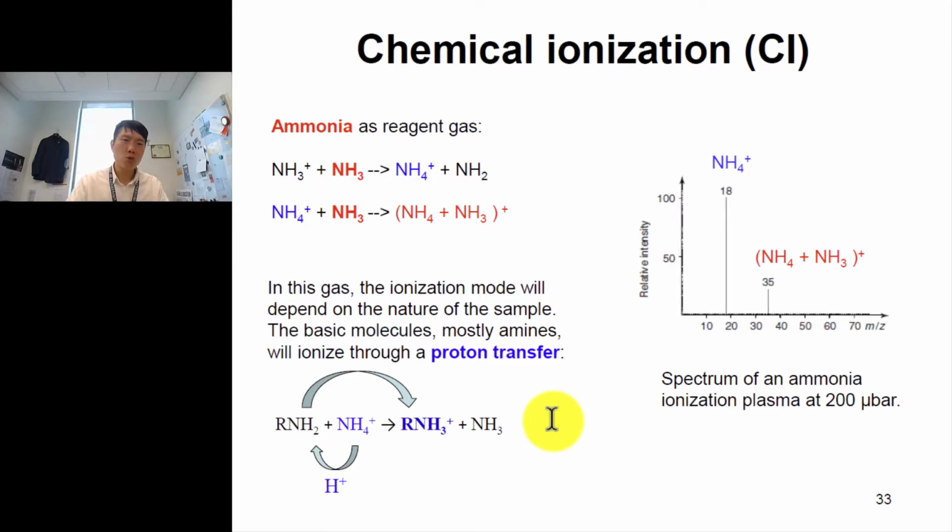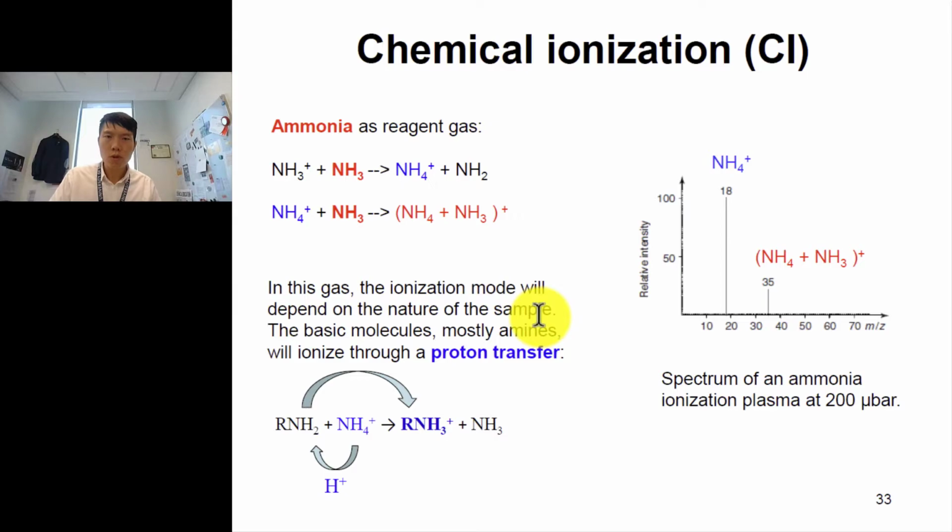Now let's continue here. Ammonia is a reagent gas. Because ammonia is a base, you abstract protons. So you see if this is the reagent gas, it absorbs the H plus. Then this becomes, look at the color, NH2. In this case, it can also combine, in tandem here, to form an overall positive charge.